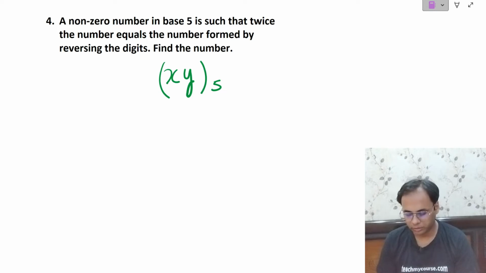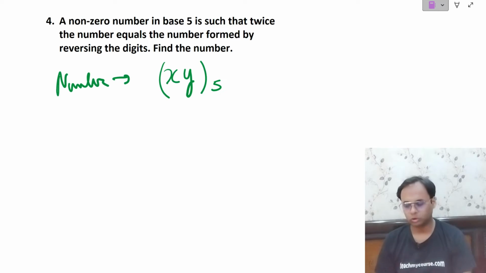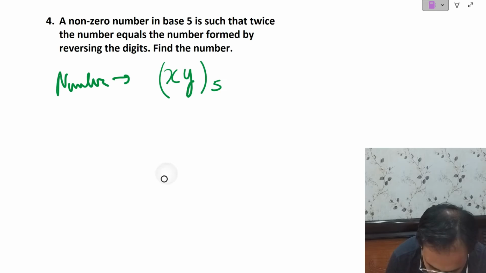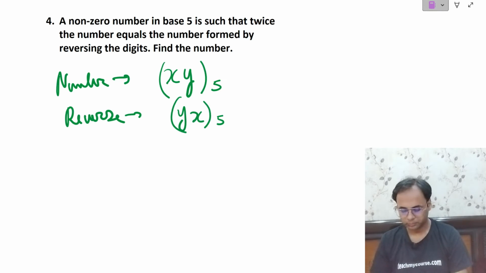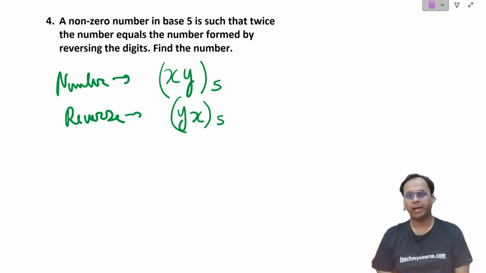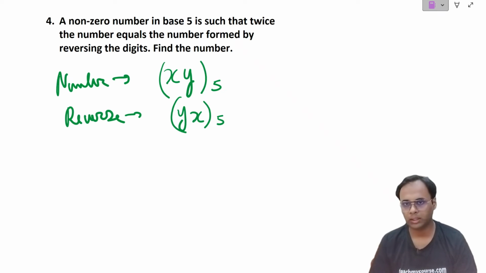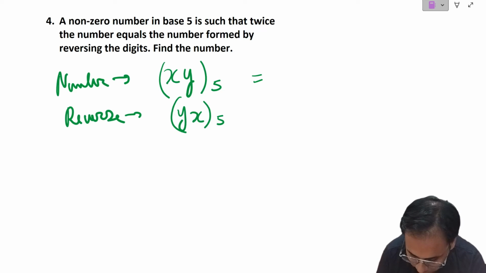A non-zero number in base 5 is such that twice the number equals the number formed by reversing the digits. So let us say the original number is xy to the base 5, and what will be the reverse of this number? It will be yx to the base 5, correct? Now for solving any sort of number system question, first of all you need to convert it into the decimal system. That is a universal law. So how do you convert the original number into decimal form?